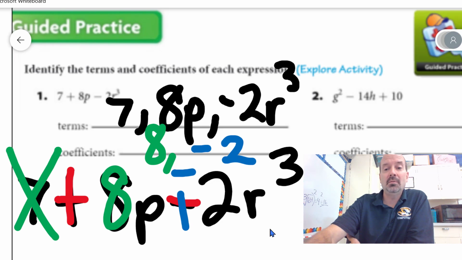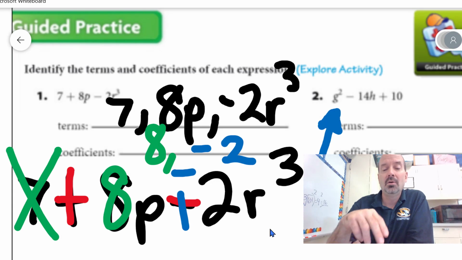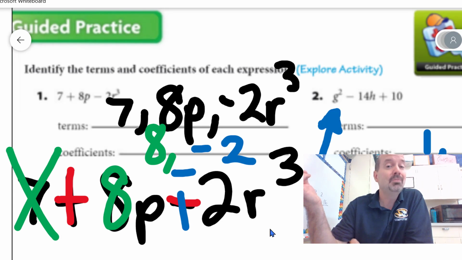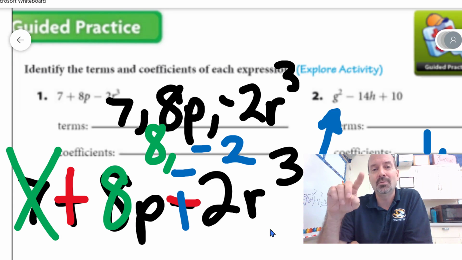Tricky on this other one, just to show you. It has g squared. What's the coefficient of g squared? It's 1. So that one's kind of tricky because it doesn't show a number, but you could add an invisible 1. And that's what terms and coefficients are.